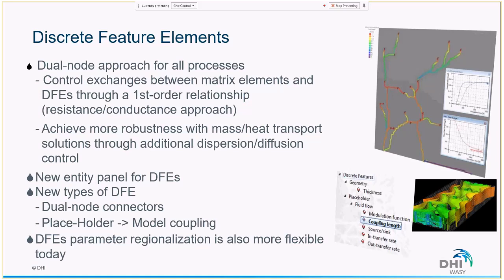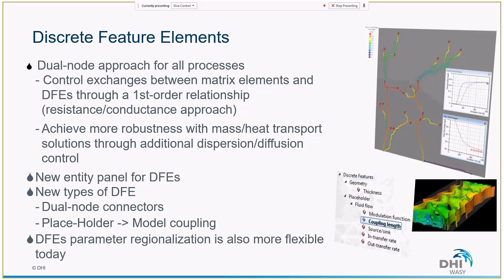In the past, or until the version 7.0, you could always add additional conductivity or dispersivity to this discrete feature element, because they are part of the mesh, they are connected to the matrix. So we solve the equations of the nodes, and they get contribution from the matrix and from the discrete feature elements.